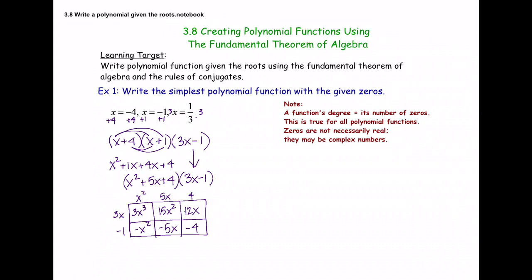I'm then going to combine my like terms, and I have a polynomial function that equals 3x cubed plus 14x squared plus 7x minus 4.